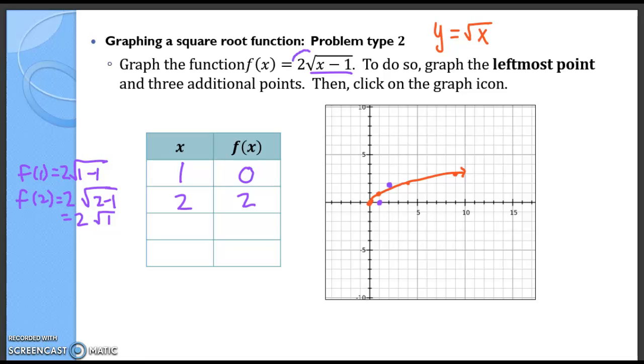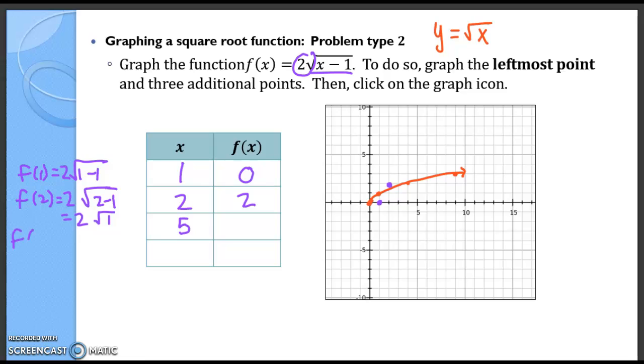So why did that change? That changed because of the 2. If we didn't have the 2, then it would just be at 1. But now we're multiplying by a factor of 2, so all of our outputs are going to stretch up a little bit. Let's go ahead and plug in 5.